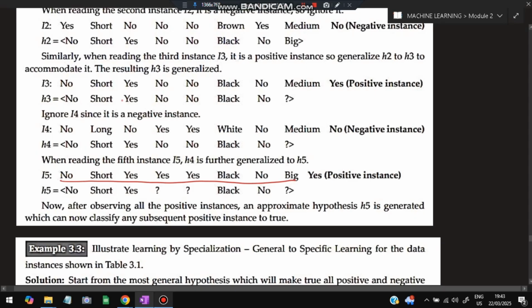Wherever a difference is there, they will put a question mark. This is no here, but here we got yes, so a question mark is coming here. No is here, but here it came yes, so a question mark is here. Black and black remain the same. No and no remain the same, and the question mark was here, and here it is big. If it is already a question mark, it will not make any difference. We'll keep it as a question mark only. Now this is a generalized value. Okay, this you need to understand.